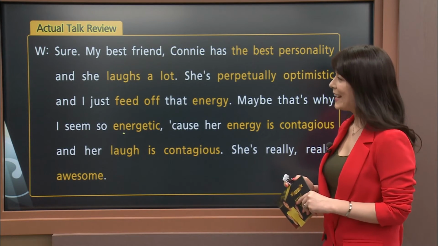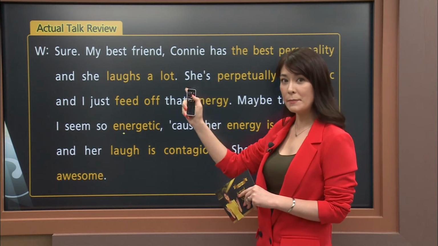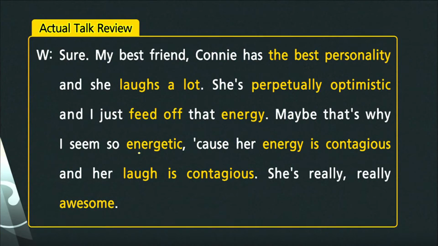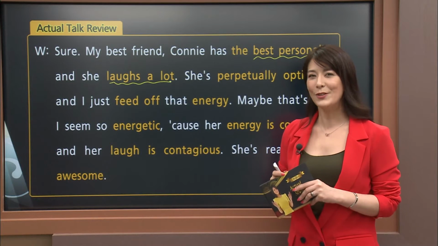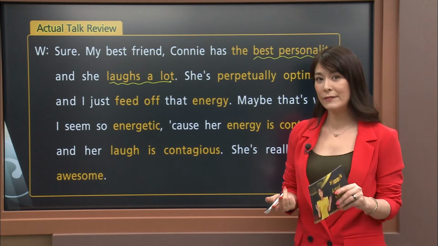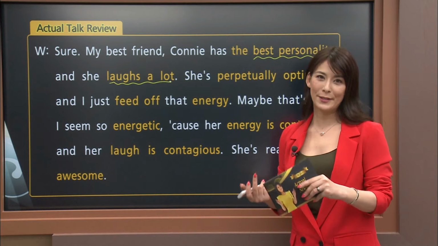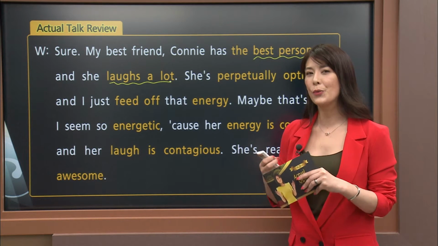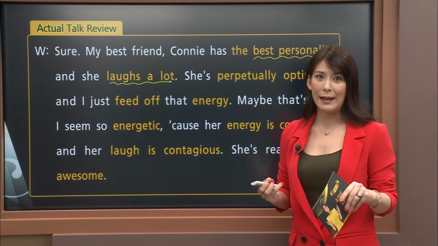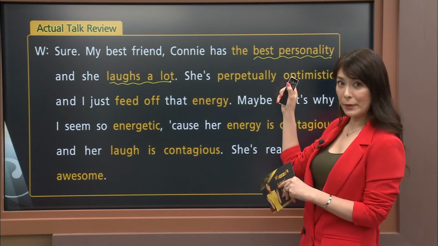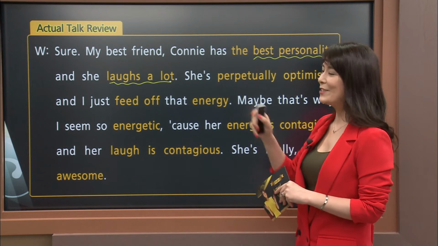Now, what did Rachel say? She said, sure, my best friend. So she's going to be talking about her best friend, Connie. Now, Connie has the best personality. Oh, she's got a great personality. And then Rachel goes on by explaining her personality. She says, and she laughs a lot. Yeah. Don't you love people who laugh a lot? Because they even say laughter is contagious. It spreads from one person to another. For example, if one person laughs, it's such a great energy or vibe that other people laugh as well. So she's got a great personality, the best personality, and she laughs a lot.